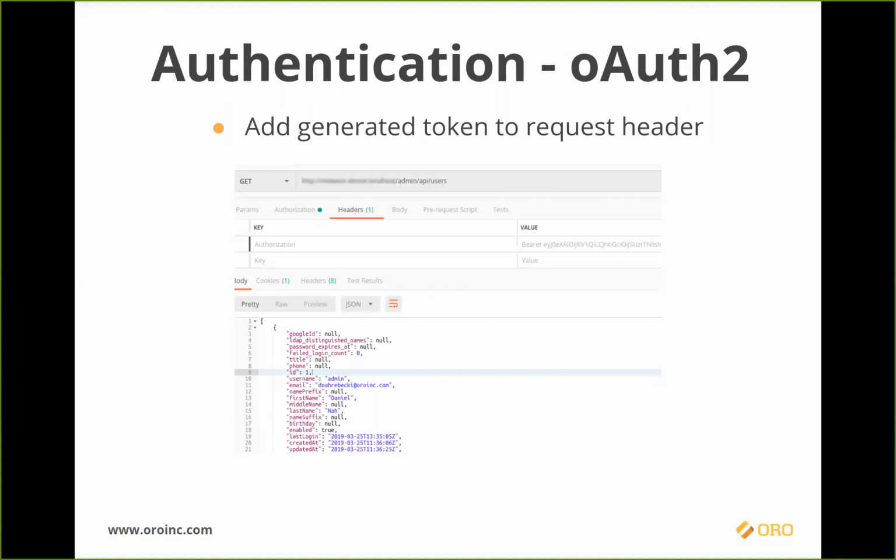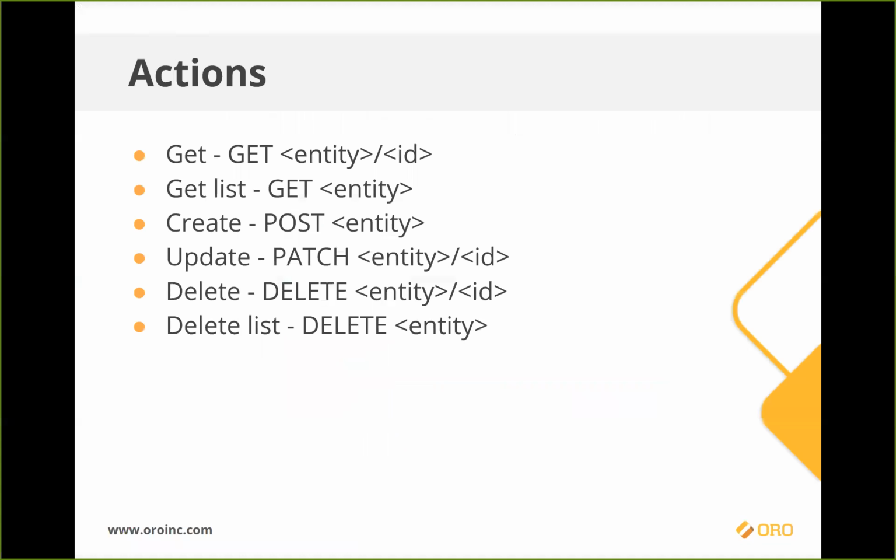Okay, this is actually what you've seen. So now, what actions do we have by default? Here is the list. So we have get list, create, update, delete list. And I'm not sure if this is already included in 4.1.2 or it will be in the next version, but also there will be update list because we already had a lot of requests about it.